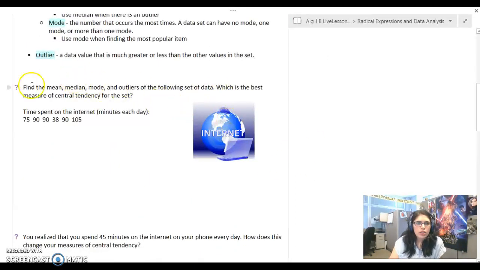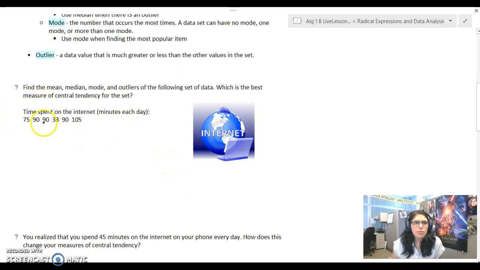So the next question says find the mean, median, mode, and outliers of the data set. One thing I did want to mention for outliers is that there are official calculations for determining if something is an outlier, but they're way beyond what you're expected to do in this class. You just want to use your best guess on whether or not it is an outlier.